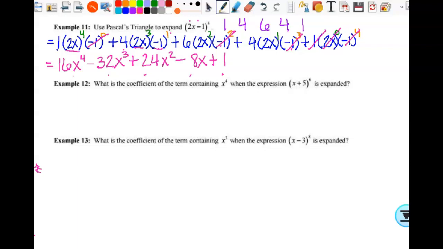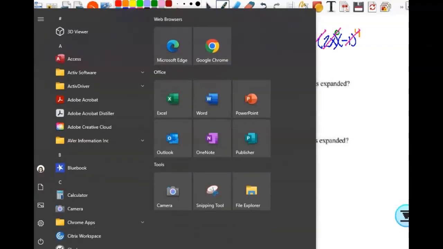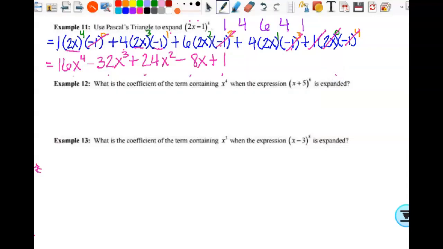Okay? All right, so the bad news is I don't know exactly how this is going to be tested. I feel like it might be like one multiple choice question. I guess it could be on the free response, but either way, you may not have to multiply out the entire function. We may not have to do the entire expansion. It could be asked something like this: what is the coefficient of the term containing x to the 4th when this is expanded, right?